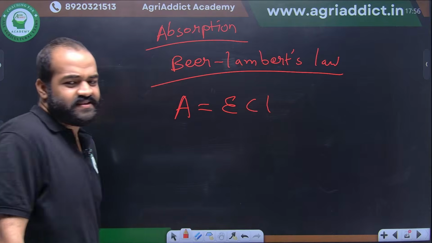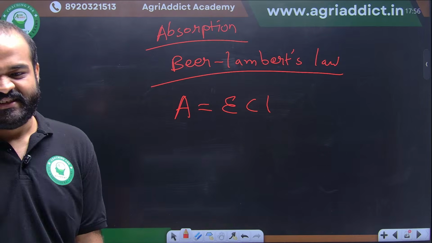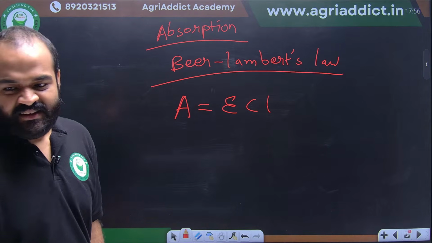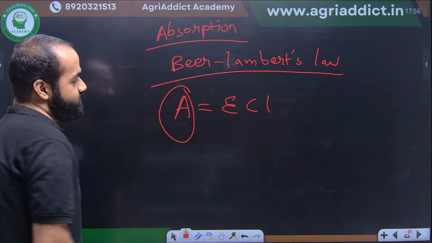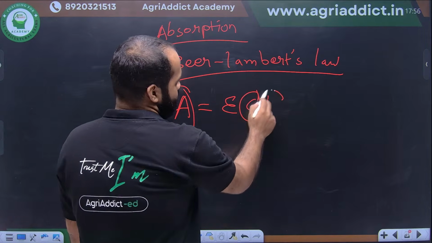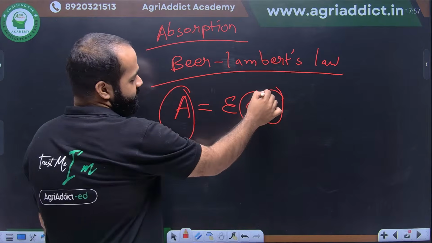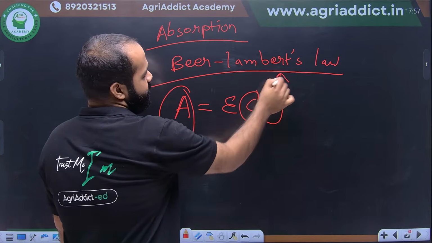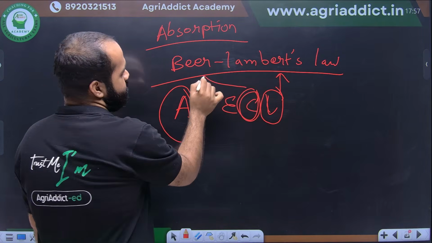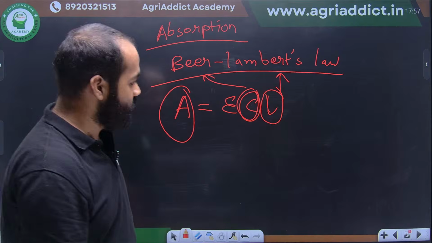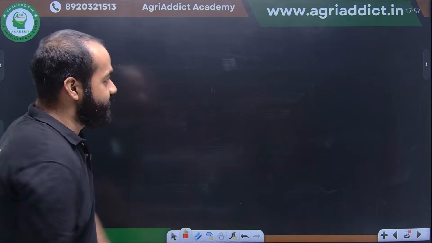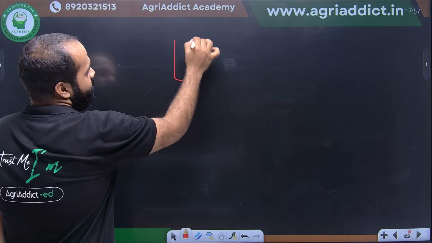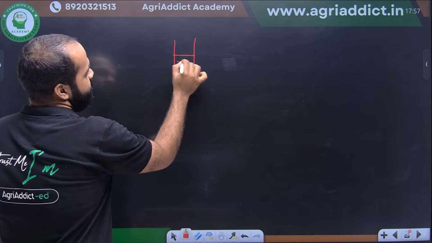This is the Beer-Lambert law. Absorbance is directly proportional to path length and concentration. This is called absorbance. This path length was given by Lambert and this concentration was given by Beer. That is why it is called Beer-Lambert law. So what does it mean? What is the simplest meaning of this? That we will tell. We will take some sample here.